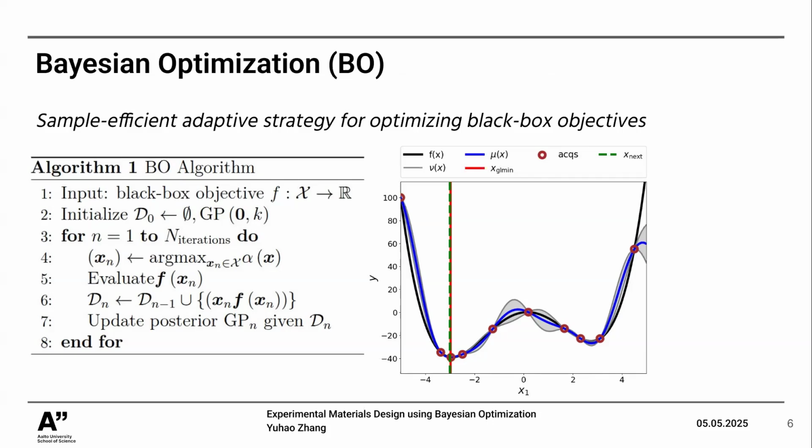Essentially, you start with some initial data set and you initiate your model. Then based on the model predictions, you have an acquisition function which you maximize over this X space. Whichever x value maximizes this acquisition function is your next point, which is this dashed green line. You evaluate that function, update your data set, feed it to the model, and then rinse and repeat until you've converged or you're happy with the results.